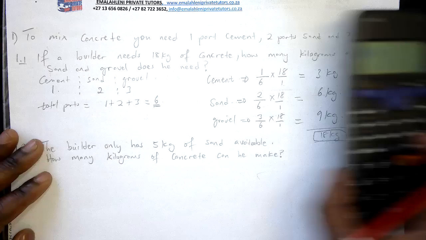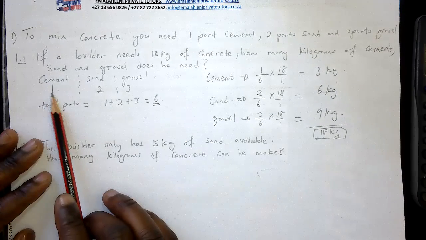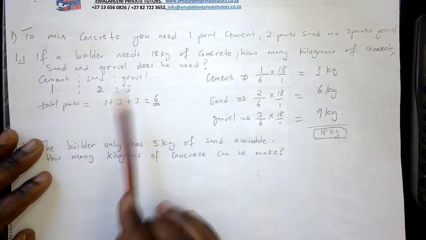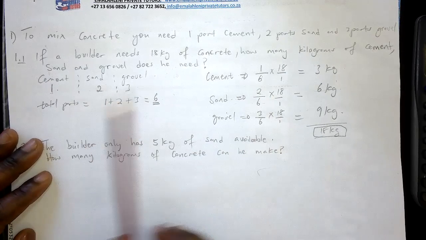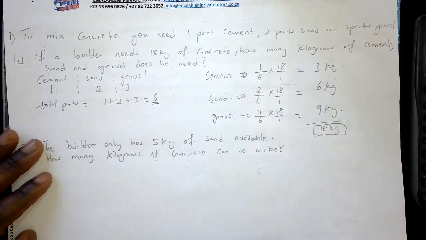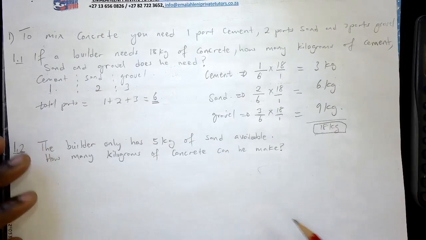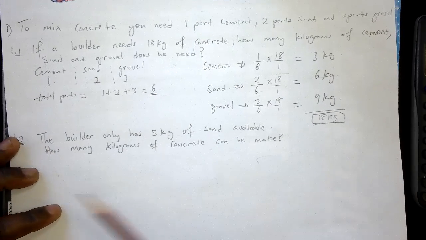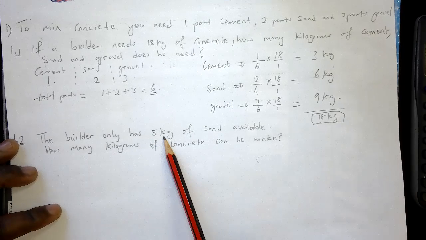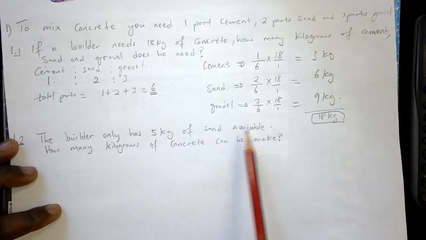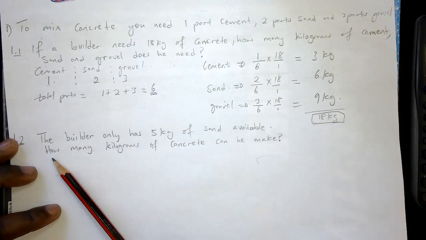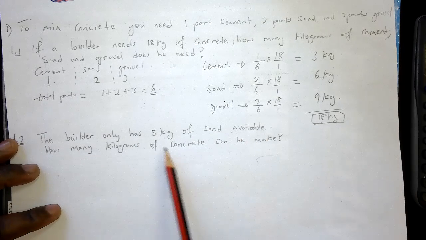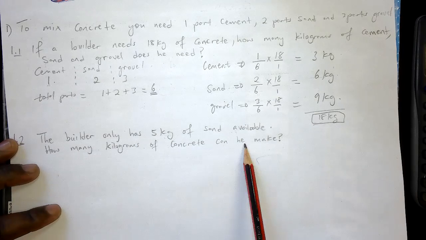I hope you understand very well that when you're splitting ratios, you need to calculate the total parts first, then total parts becomes your denominator for all of them. So you say 1 over the total parts, 2 over the total parts, and it goes on like that. Now, the builder only has 5 kg of sand available. How many kilograms of concrete can he make?